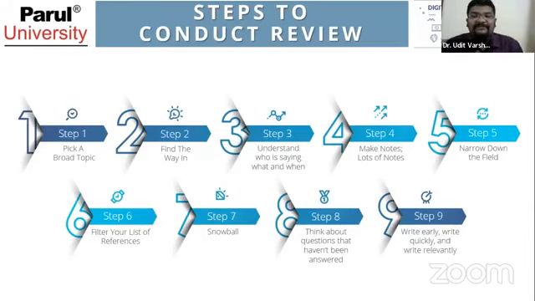So step two is finding the way in. If you search for your broad topic in Google Scholar, you will be presented with millions of results, right? I'm pretty sure we all have been there. Been there, done that. Yes. If you search for, let's say, climate change policy, it will bring you over 3 million results, I'm pretty sure, right? So obviously, it's unfeasible to read through all of these.